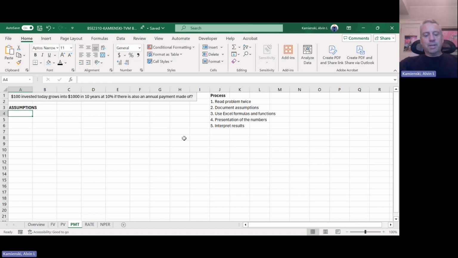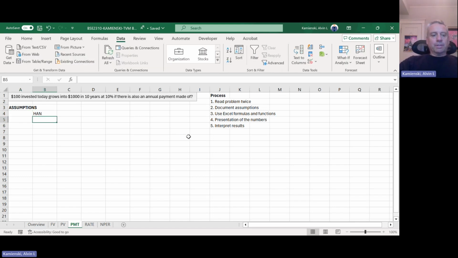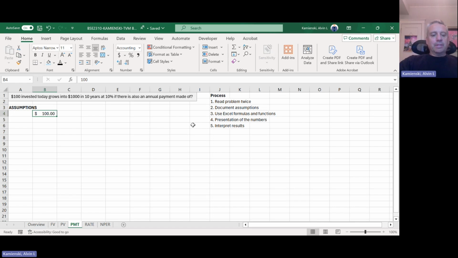When we document our assumptions, we have once again that $100, and that $100 is going to be invested today. So we're going to call that a present value. Now we have to be cautious in the way that you think about that, because you can get the choice of negative input. That is my preference, because Excel likes to think about investments as being a negative. So I'm going to put that $100 in as a negative, because then it makes good sense to me that it grows into $1,000 at some point in the future.